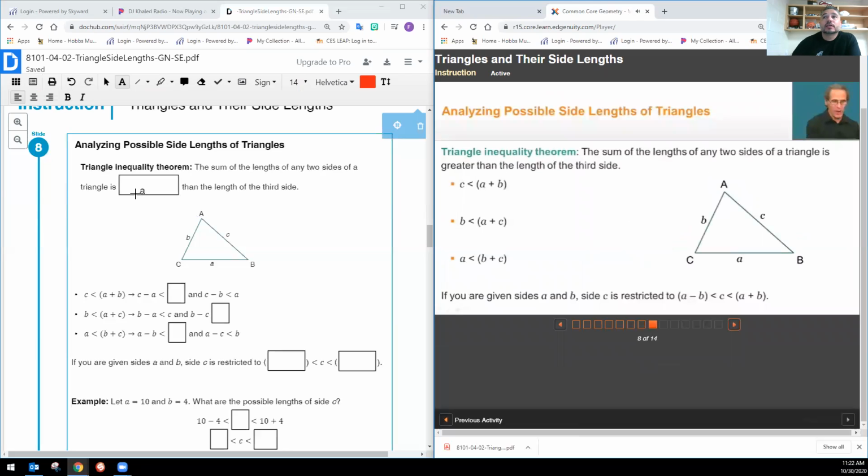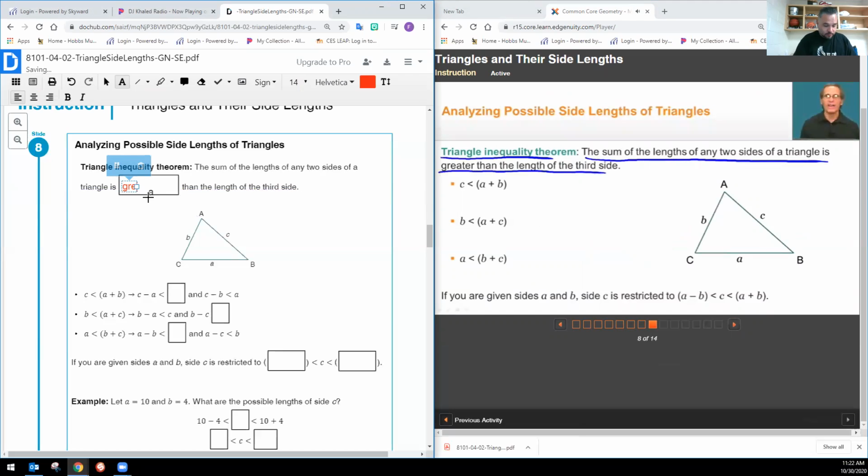The triangle inequality theorem states the sum of the lengths of any two sides of a triangle is going to be greater than the length of the third side. In other words, any two sides of a triangle must add to be larger than the third side. For example, here is side C. It is going to be smaller than the sum of the lengths of A and B. And here is side B. It is going to be smaller than the sum of the lengths of sides A and C. And right here, side A is going to be smaller than the sum of the sides B and C.